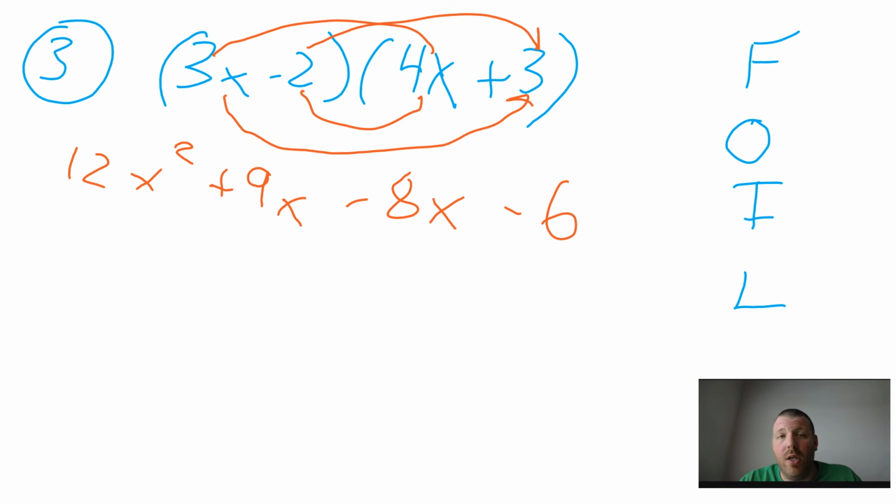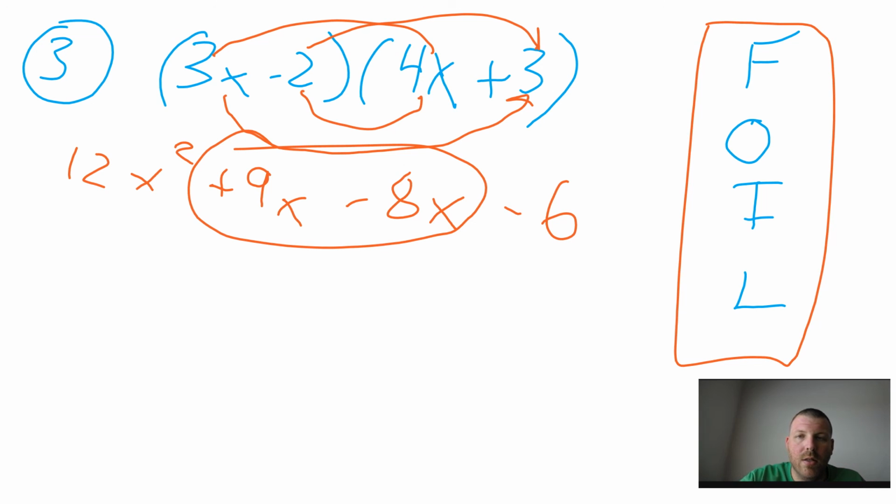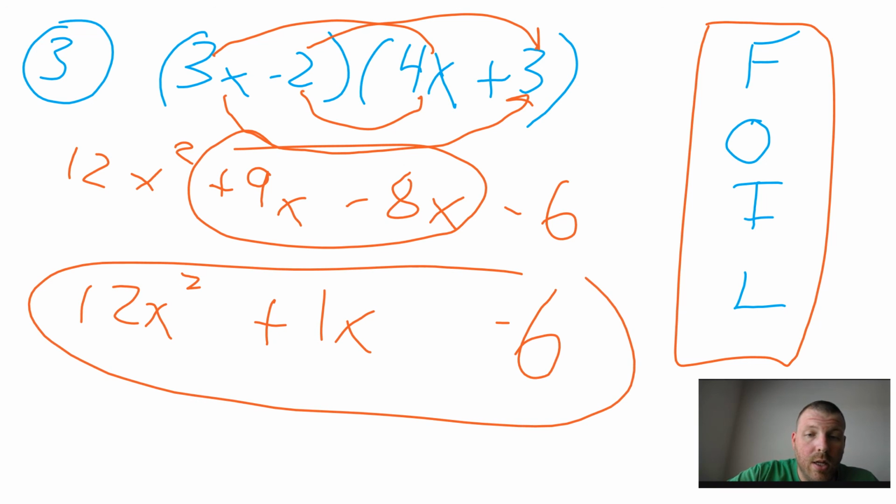The last step is you want to look at this and say, okay, can I simplify it? Can I combine any like terms? Well, I can. If you notice, these middle terms are like terms, and they will always be the ones that are alike as long as you did the FOIL method. Notice I have a 12x squared that's by itself, so I can bring it down. I have a negative 6 by itself, so I can bring it down. But I have a 9x and a negative 8x. 9 and negative 8 make 1. So it makes positive 1x minus 6, and we're done. We got 12x squared plus 1x minus 6.